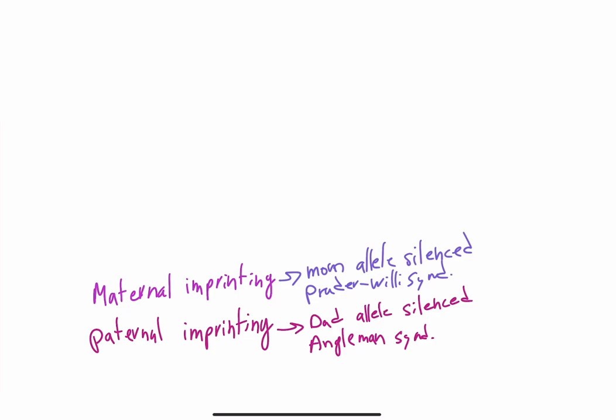So examples are Prader-Willi syndrome. This is maternal imprinting. So mom's gene was silenced and dad's gene is deleted, all right? In the case of Angelman syndrome, this is paternal imprinting. Dad's gene is silenced and mom's gene is deleted.